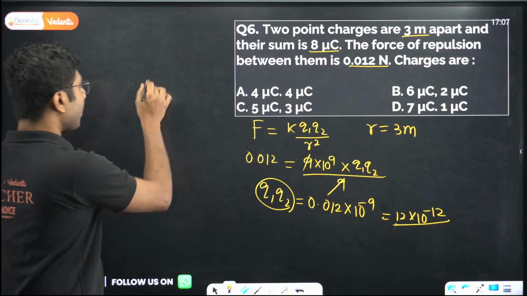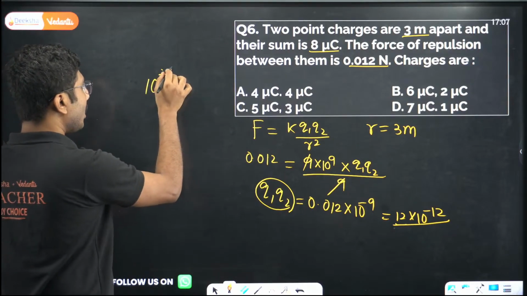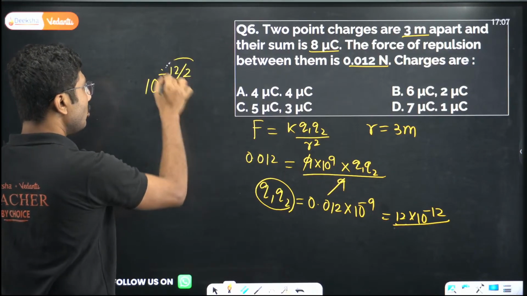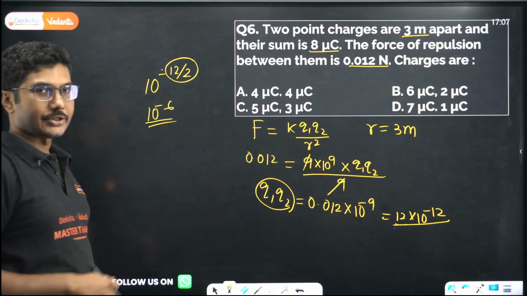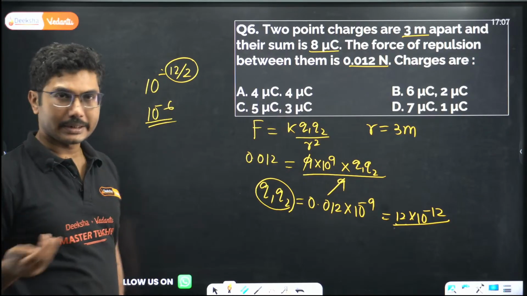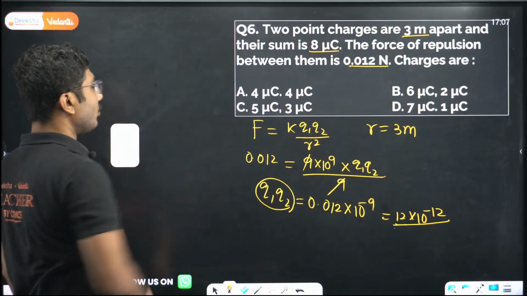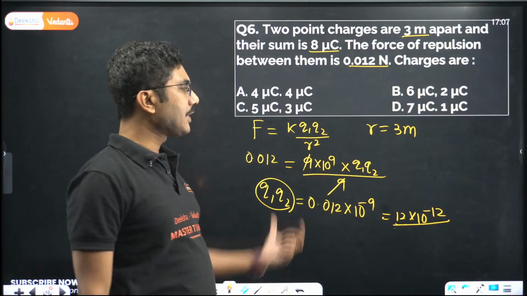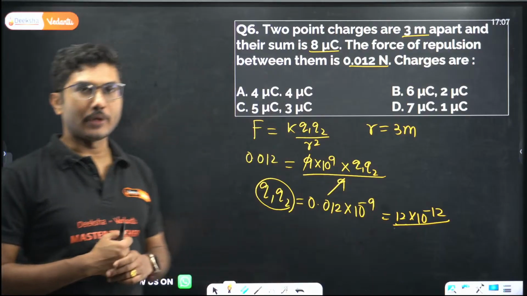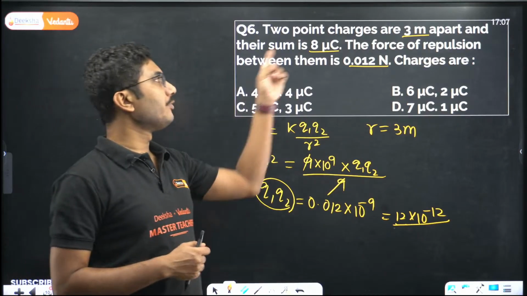So 10 to the power of minus 12, basically if you divide this 12 by 2, whatever value you get, that is the magnitude of the charge. So that is 10 to the power of minus 6 is the magnitude of the charge. Okay, so it will be in microcoulomb, and the multiplication of the two charges should give you 12, addition of them should give you 8.